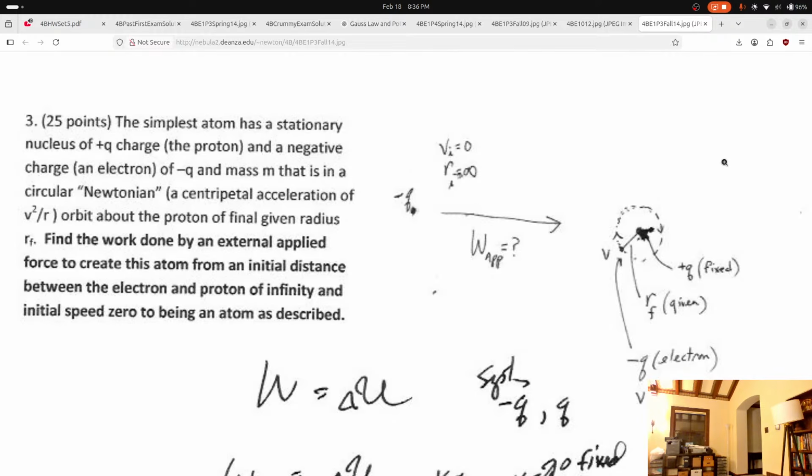Okay, so that means that there's going to be a change in KE, plus minus this is 0. This is going to change. So it's with the KE initial equals 0. Okay, then we're going to plus delta UE.